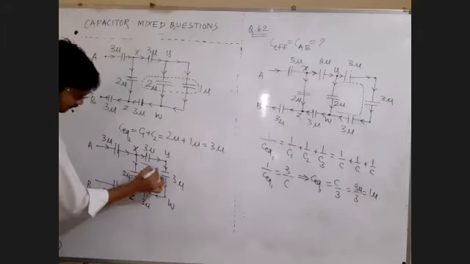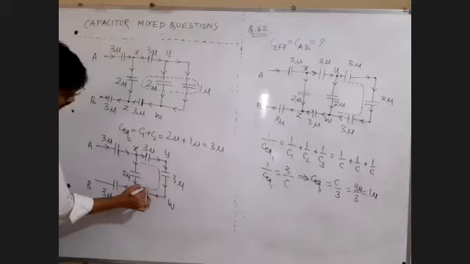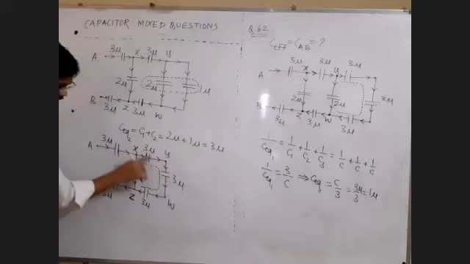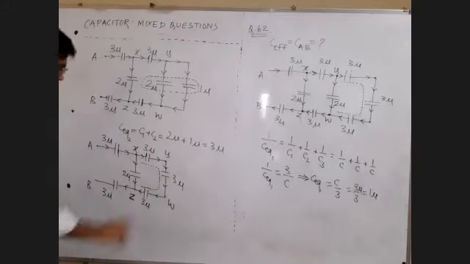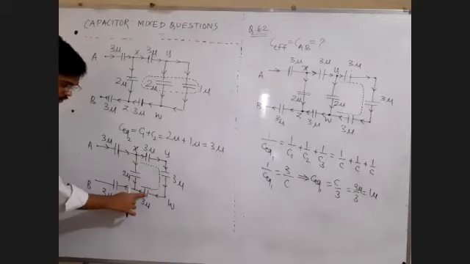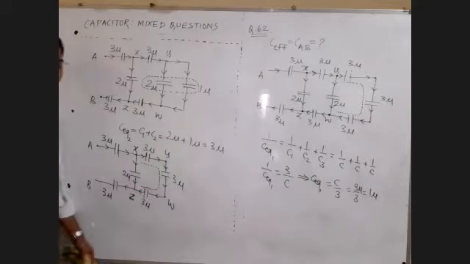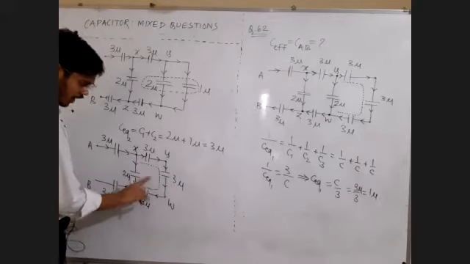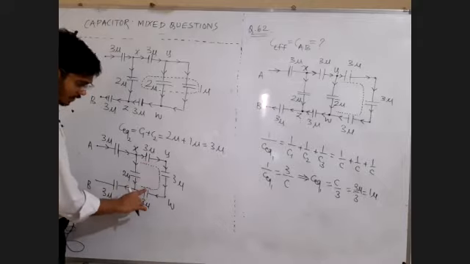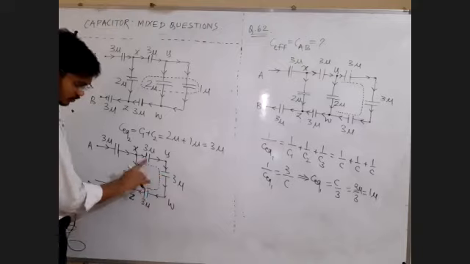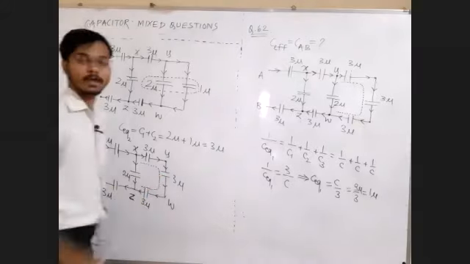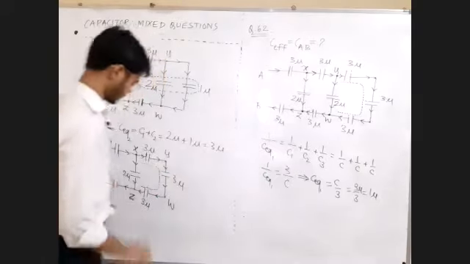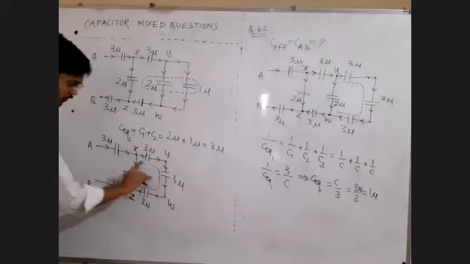This is again going to be between point X and Z. Between point X and Z, this is going to be the series combination. 3, 3, 3 in series will give you 1. C, C, C in series is like resistors in parallel: R, R, R in parallel gives R by 3. So C, C, C in series gives C by 3. So that will give you the answer 1.